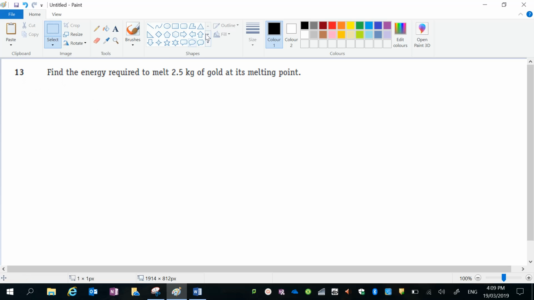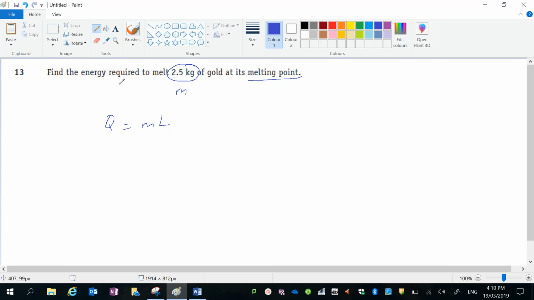Question 13 from the heat topic. Find the energy required to melt 2.5 kilograms of gold at its melting point. So the giveaway for this question, well, that's mass because it's kilos, but it's at its melting point. So that's a change of state, that's latent heat. So we use Q equals mL.